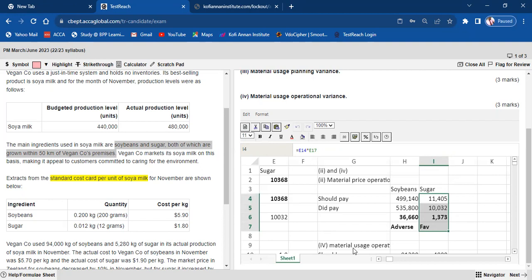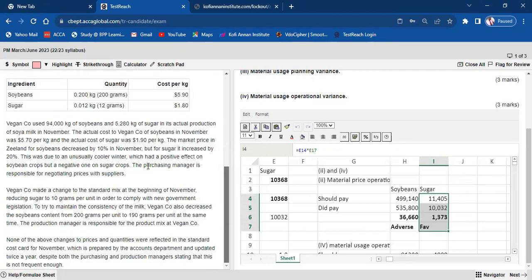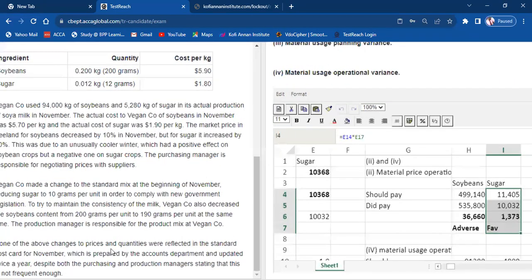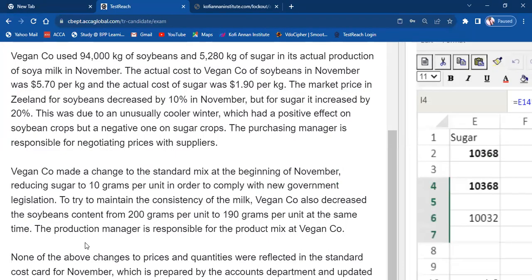I've done that. Now I go to the other guy. The production manager is responsible for the product mix at Giganco.